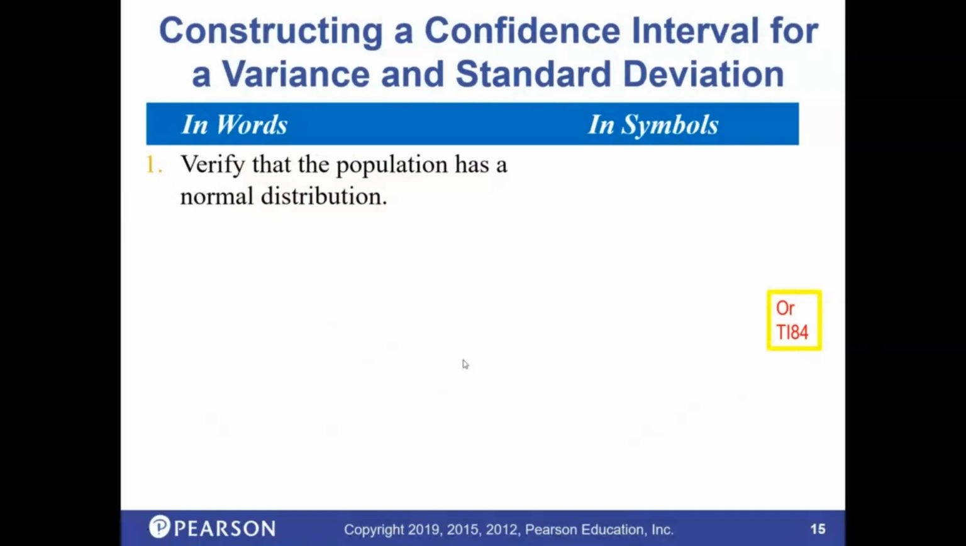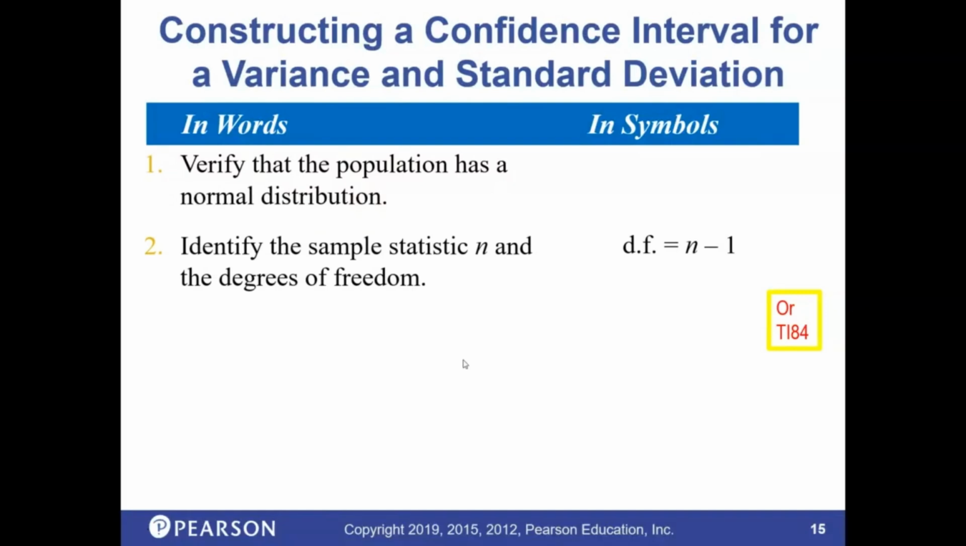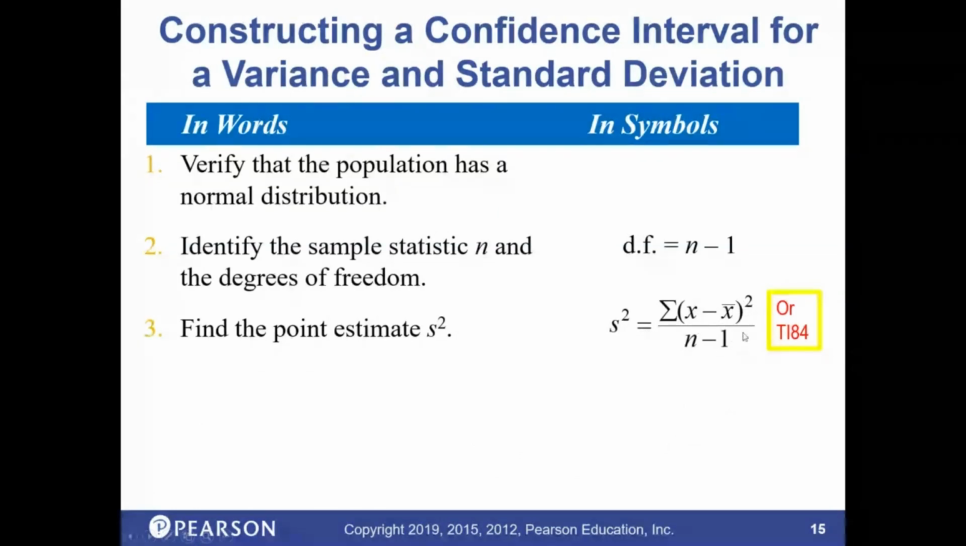So to construct a confidence interval for variance and standard deviation, the first thing you want to do is verify that the population has a normal distribution. Then we want to identify the sample statistic n and the degrees of freedom, remembering that df is equal to n minus 1. Then we want to find our point estimate. Okay, that value, we typically did not use our formula. We used our one variable stats on our TI-84. Your one variable stats, remember it tells you S, but not S squared. But if we know S, we can find S squared, right? Okay. Definitely easier than using this formula because that was where we had to do all these sums and it just took a while.